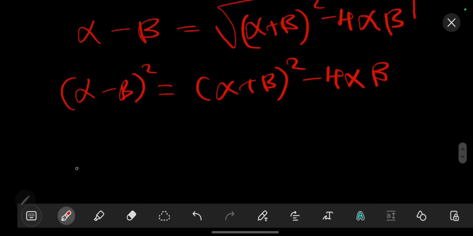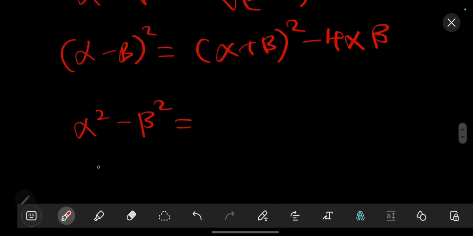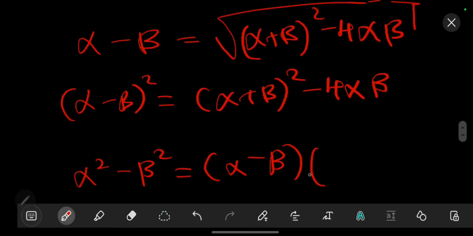So let's say we also have our alpha squared minus our beta squared. As you can see, this is a difference of two squares. Being a difference of two squares, it means it can be expressed as alpha minus beta in the first bracket, you take the negative, then the second bracket, we have our alpha plus our beta. So you take first the negative, then the positive.